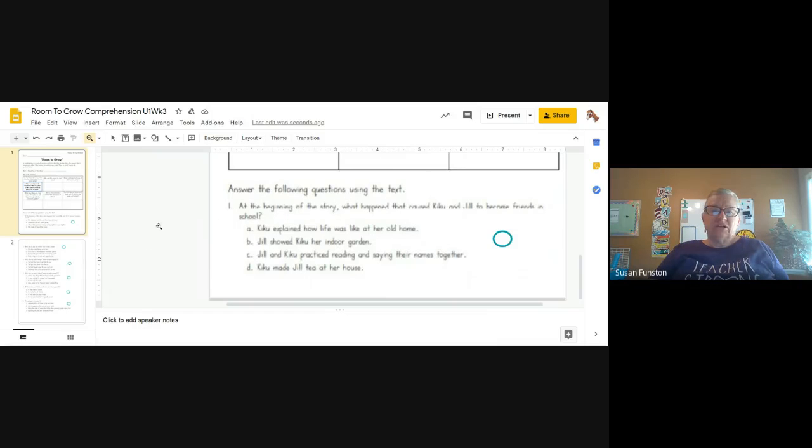Sorry, this is a little difficult to read. The beginning of the story, what happened that caused Kiku and Jill to become friends in school? So did Kiku explain how life was like at her old home? Did Jill show Kiku her indoor garden? Did Jill and Kiku practice reading and saying their names together? Did Kiku make Jill tea at her house? So remember, this is how they became friends at school. Some of these other things may have happened, but they are not the way that they became friends. So they became friends when they were practicing reading together and then pronouncing their names. So I'm going to drag this circle right over here to the C because C is the correct answer.